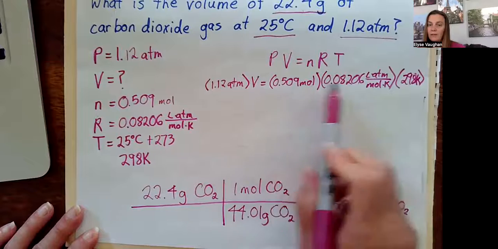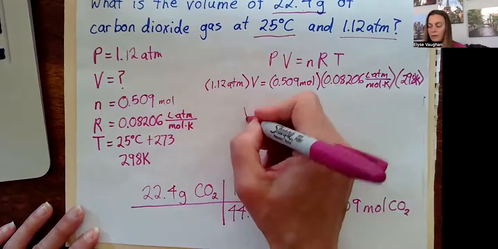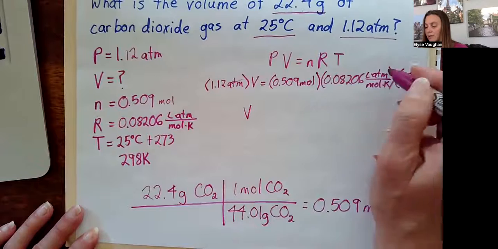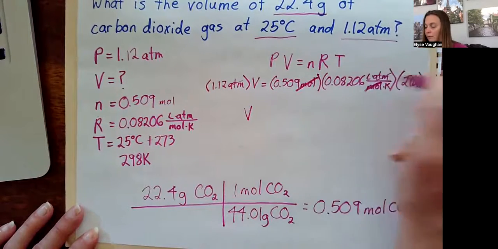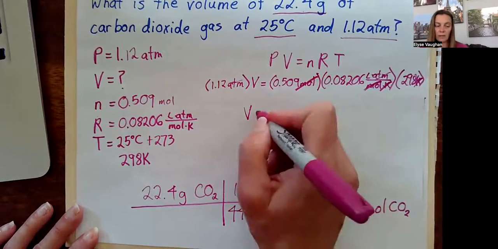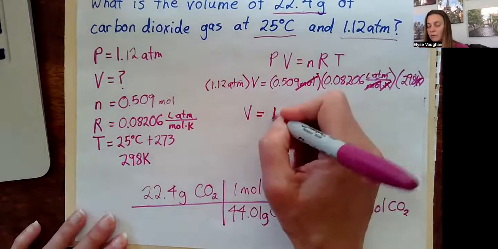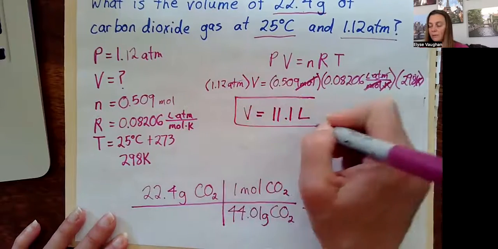So I'm going to multiply these three together and I'm going to divide by 1.12 atmospheres. And atmospheres are going to cancel out. Moles are going to cancel out. Kelvin are going to cancel out. And my answer is going to be in liters. And so I get a volume of 11.1 liters. And that would be my final answer.